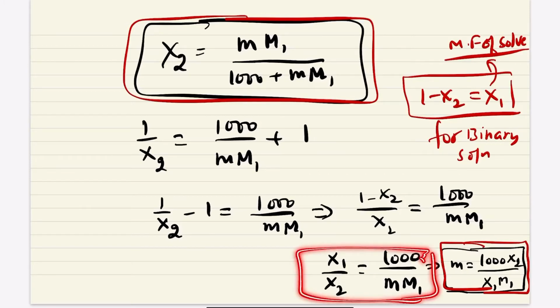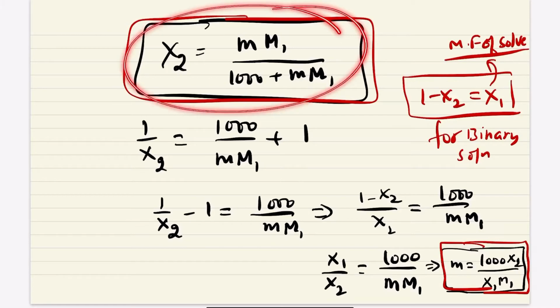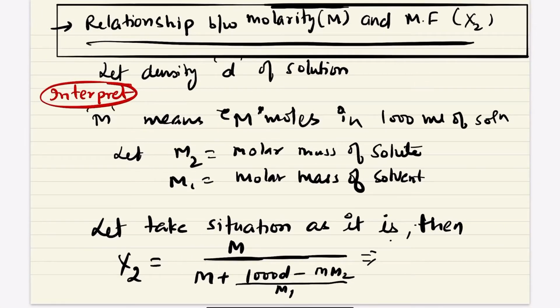From this you calculated molality is equal to 1000 into x2 by x1 M1. Okay, so this is the relationship between molality and mole fraction of solute, and this is the mole fraction of solvent. Okay, you can remember this equation as well as this equation also. Okay, it's your choice which you want to remember. So next, in the next relation, we are going to establish the relationship between molarity and mole fraction.